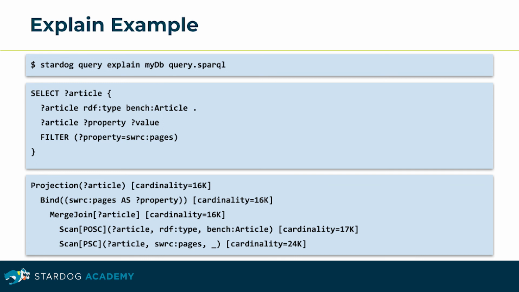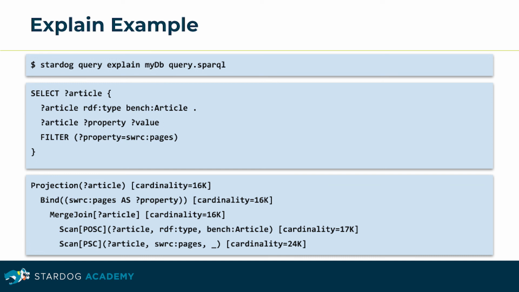Now this is something that can be done in Studio or the command line. Here in the command line example, we are going to explain a query. And from here, we get the query plan. You'll see, as discussed in the performance training, that we have our various nodes in the plan, from projection, bind, merge join. We read it from bottom to top. We look at our cardinalities and how selective it was, and we can understand how this query is going to be executed.